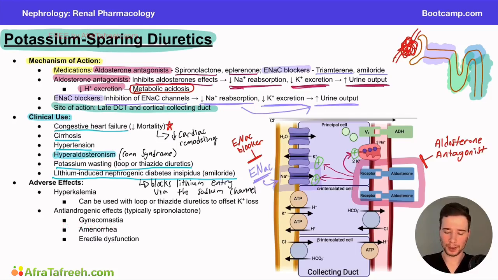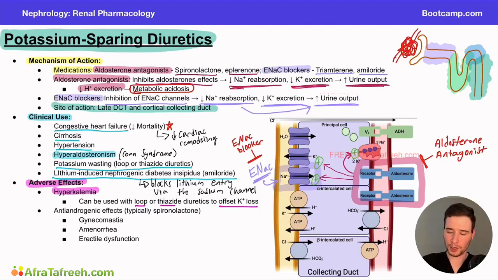Now, moving on to our adverse effects here, we can get hyperkalemia. And again, this one should make sense intuitively. These are potassium-sparing diuretics. Too much of them can cause potassium to elevate too much. This can cause a hyperkalemic state. When we think about our other diuretics, our loop or thiazide diuretics, we talked about how this can cause hypokalemia. So this can be used to actually offset that potassium loss. We can use a potassium-sparing with a potassium-wasting diuretic to have the optimal results for the patients.